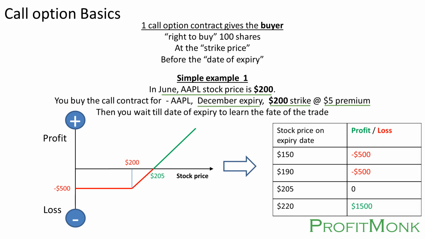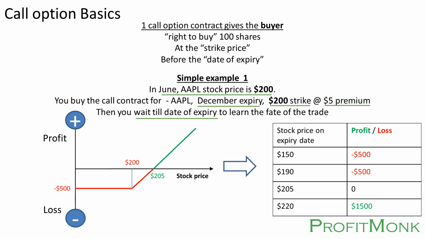Now remember the previous lesson. Every contract is for 100 stocks. What that means is that the premium that you would have paid is $500. This is the premium for one stock. And for argument's sake, let's say you wait till the date of expiry to learn the fate of this trade. Now, this is how it's going to play.